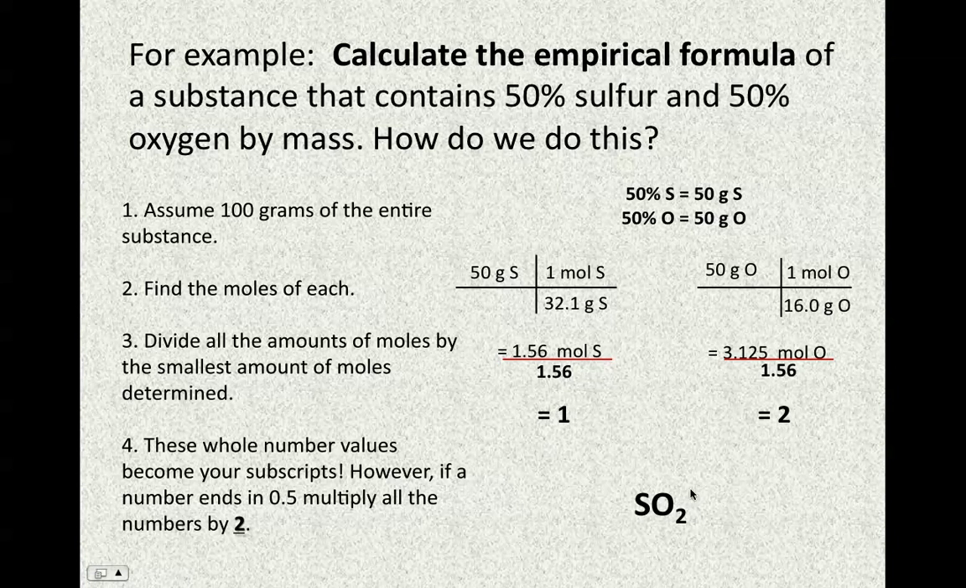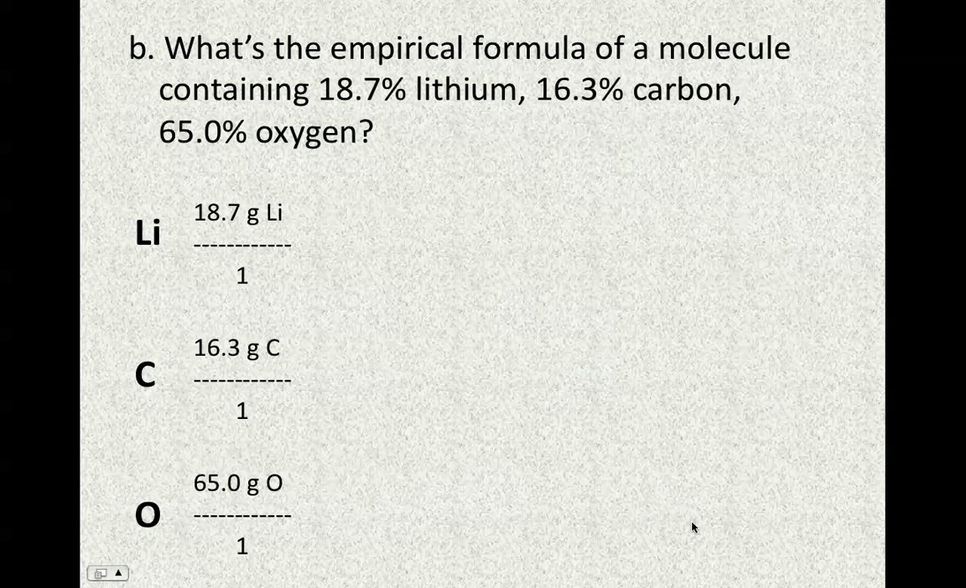Now, one thing I will point out, and this will happen in class, is when you get these numbers, if you happen to have one that's 1.5 or 2.5, you would have to multiply all the numbers by 2 in order to get them to be whole numbers, because we wouldn't want to put any 0.5s in our formula.